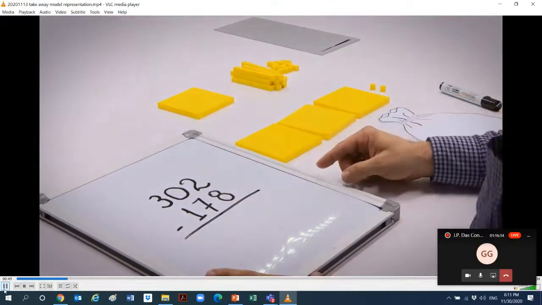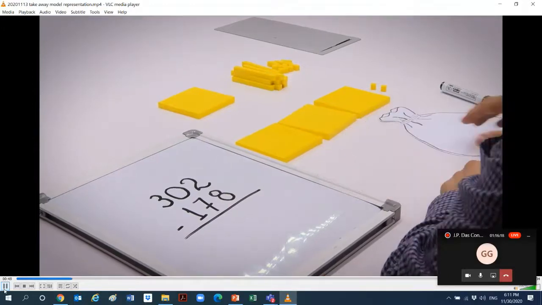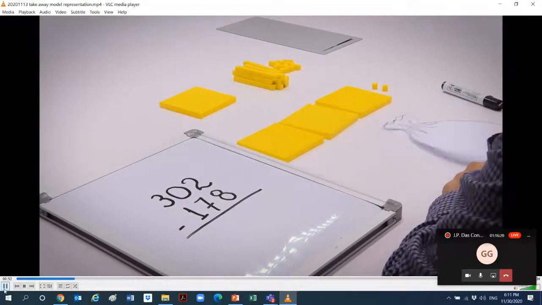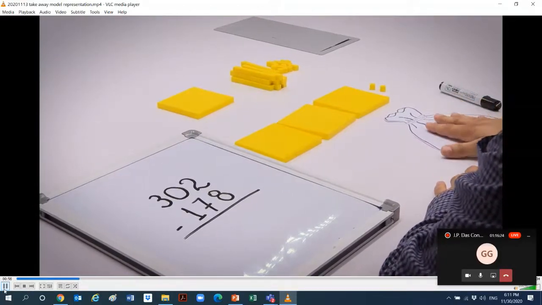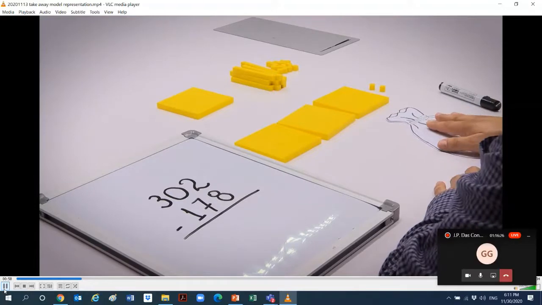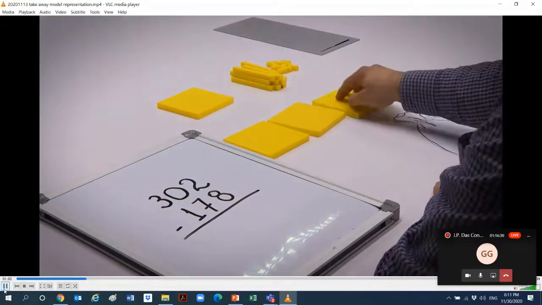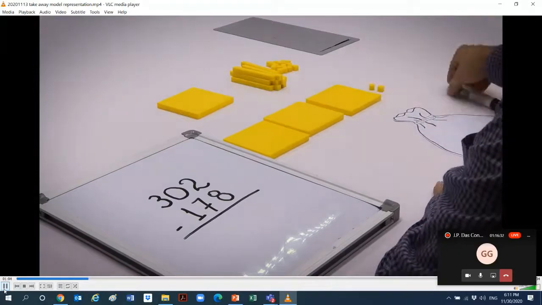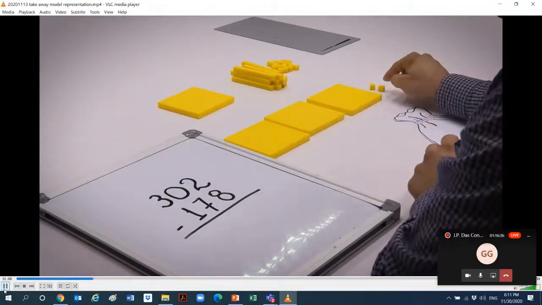And then I need to take away 178, and whatever I'm going to be taking away, I'm going to be putting in this little part here. So by the end of this process, I need to have 178 in this little part here. Okay, so I need to subtract 8 little cubes, but I only have 2.